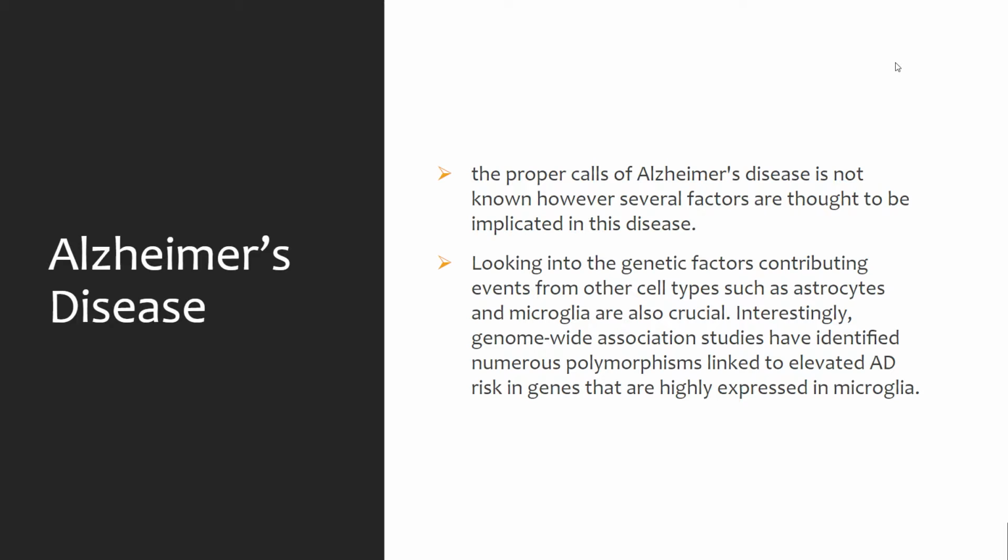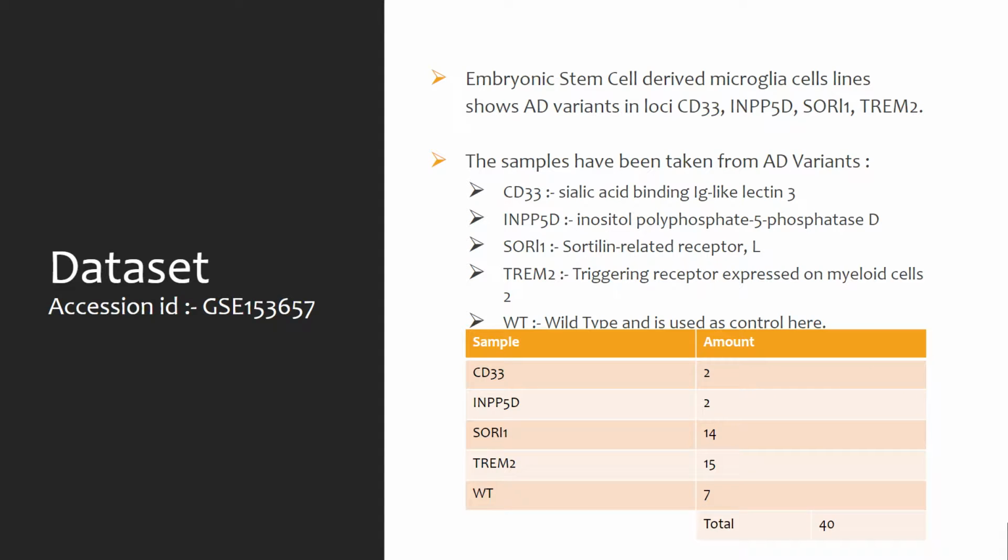When we look into the genetic factors which contribute to Alzheimer's disorder, there are various cell types which we study, like astrocytes and microglial cells, which are very crucial to study. And we have done a genome wide association study which has identified numerous polymorphisms which elevate Alzheimer's disorder conditions and cause a high risk of getting Alzheimer's disorder.